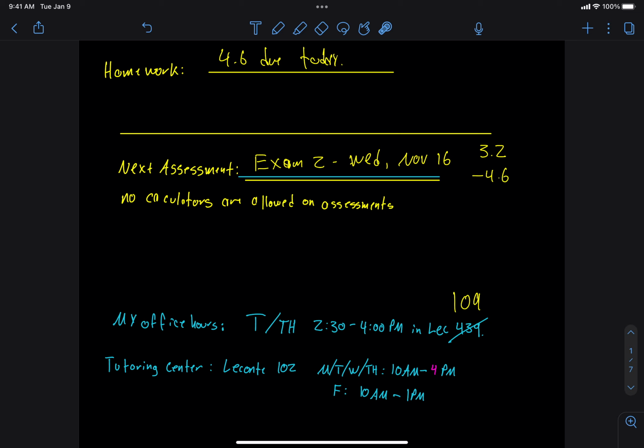The length of the exam will be the same as the length of the others. It'll be like 3 pages and then a bonus.